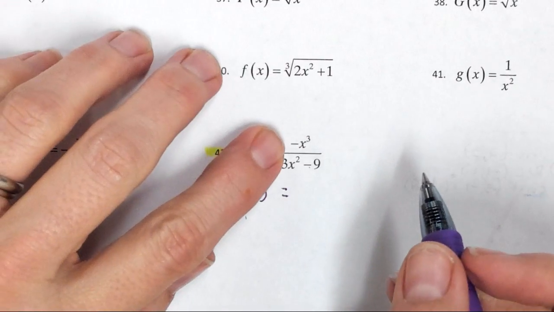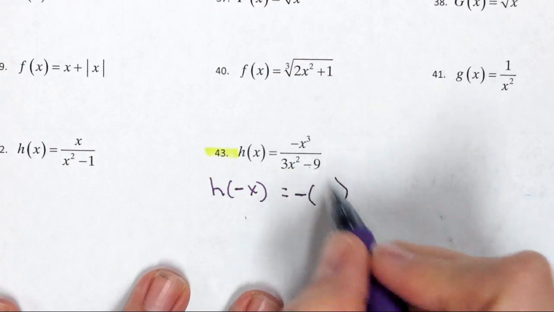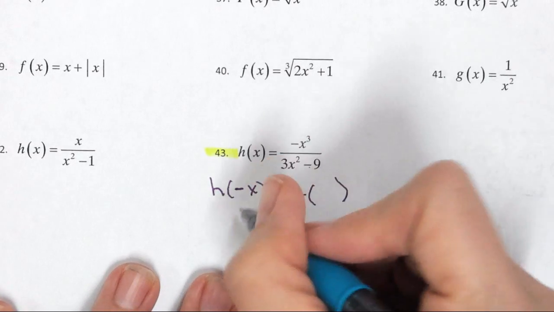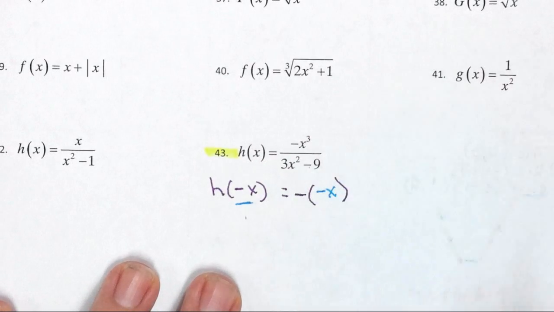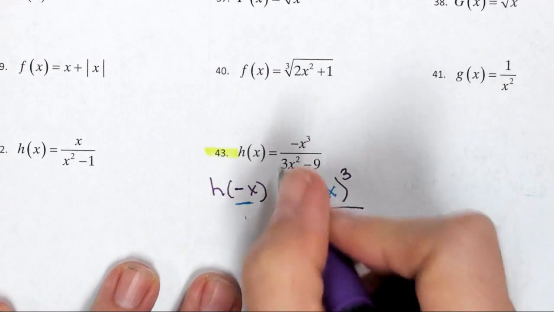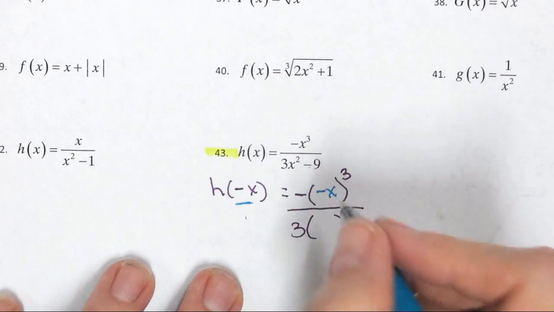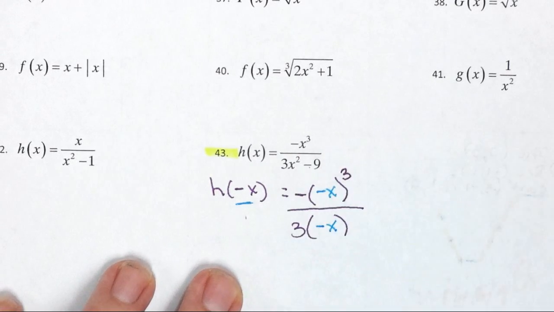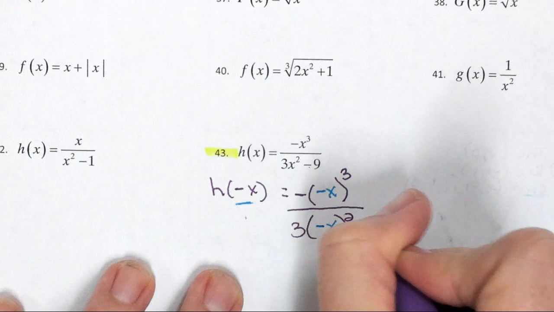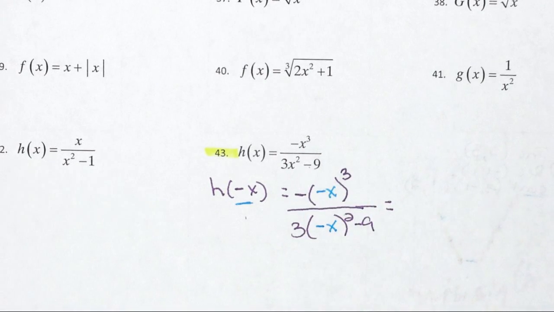So I have a negative out front, so I have to bring it down. I have an x, so I put parentheses, and what goes in there? Yep, negative x. And then I have to raise it to the what power? Third. All over, I see a 3. Because I see an x, I put parentheses, and I put negative x in there. It's squared and minus 9. And now I just evaluate.